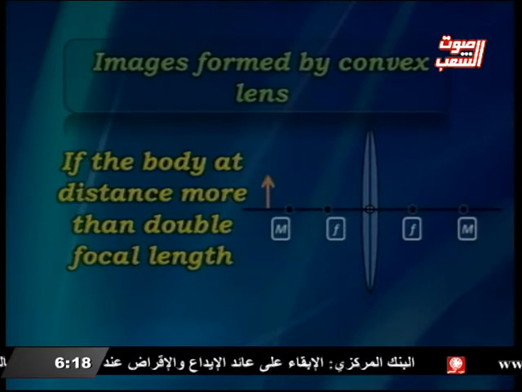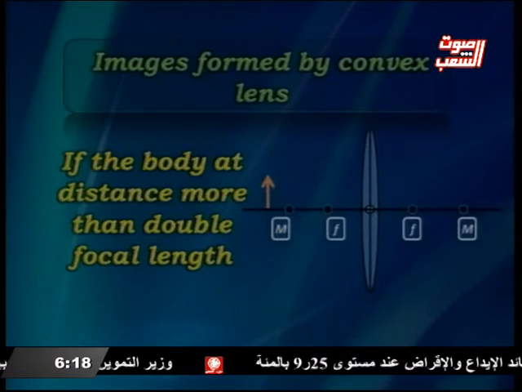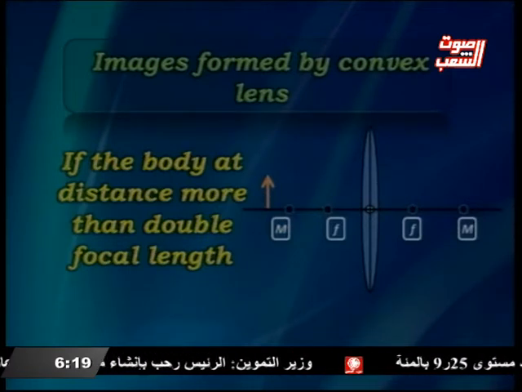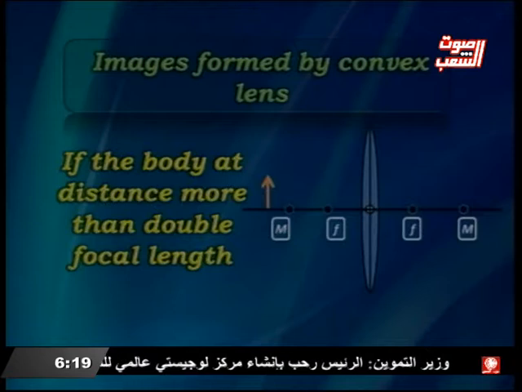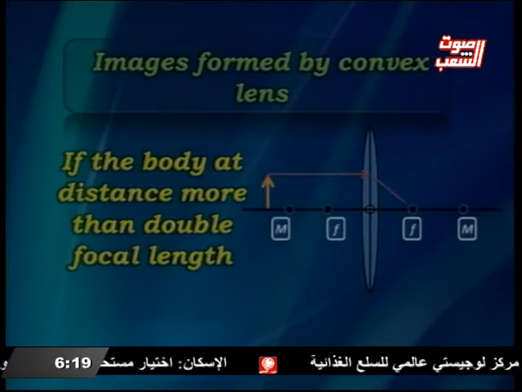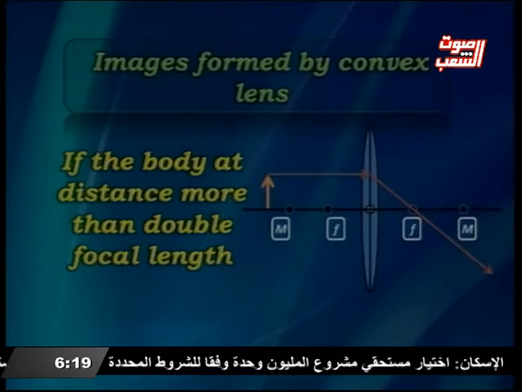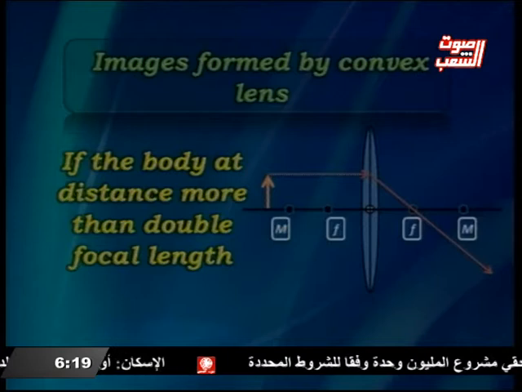So here we have what? This is the body. Like the mirror, we draw the body as an arrow that moves up. So here we have this arrow. The light ray that passes parallel to the principal axis is the first thing we have; it makes refraction passing through the focus.